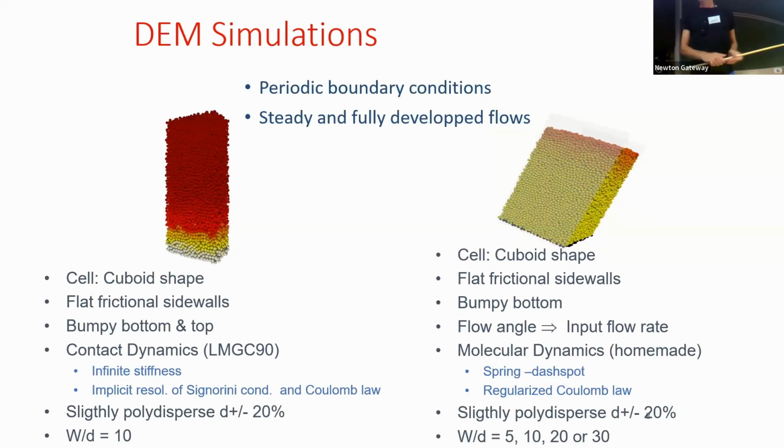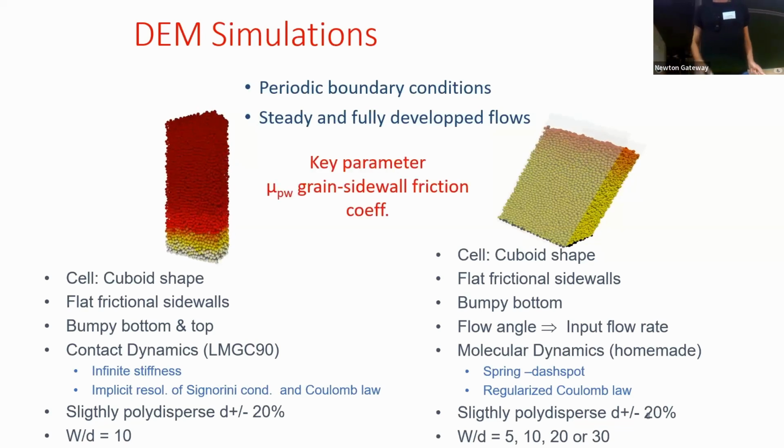For the gravity-driven flow on your right, of course here we also have sidewalls. We set the flow angle and measure the input flow rate, and we can also modify the gap between sidewalls. The key parameter in this study is the friction coefficient between the grains and the sidewalls.